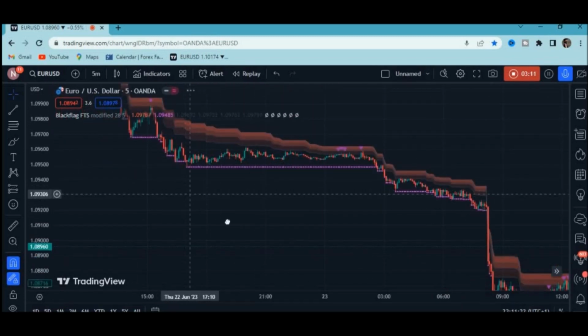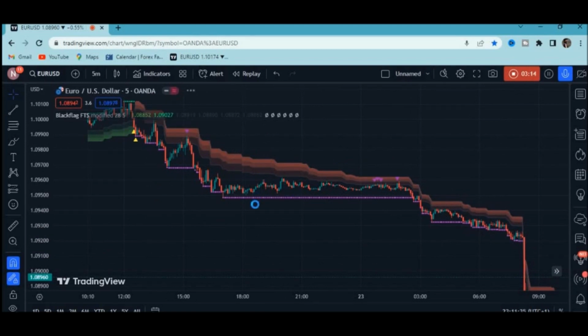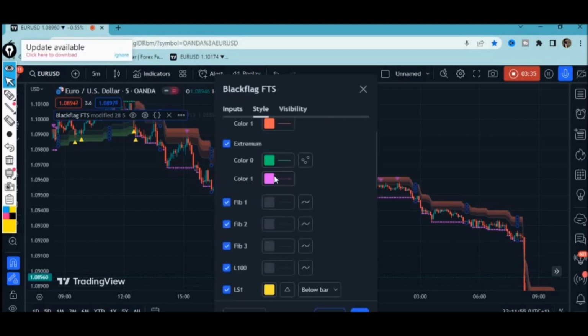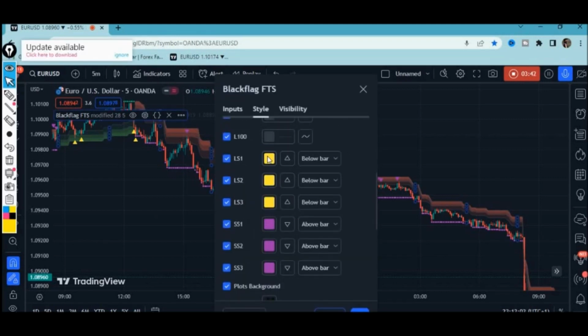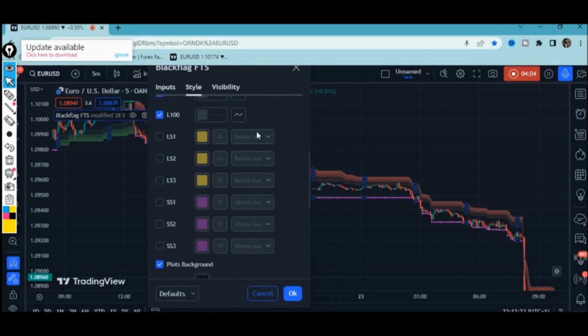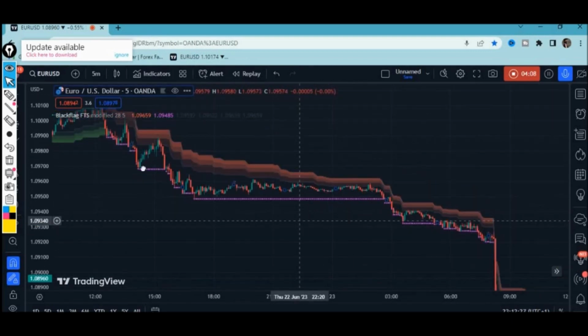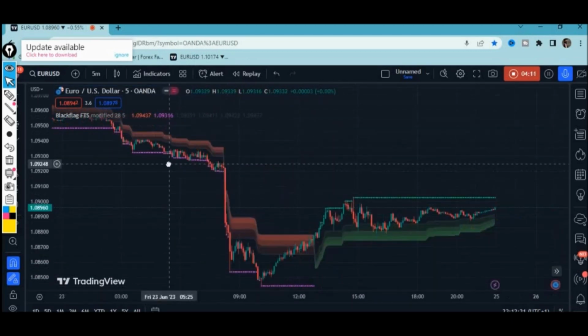I just want to show you the best settings you're supposed to pay attention to, so that it shows you all you need on your chart. Go directly to settings and click on settings. Then go to style and deactivate these levels, written LS1 up to SS3. Deactivate all of them; they're not really important at this point. Once you've done that, click OK. Now this is the pure indicator we need so that we know the trend of the market.